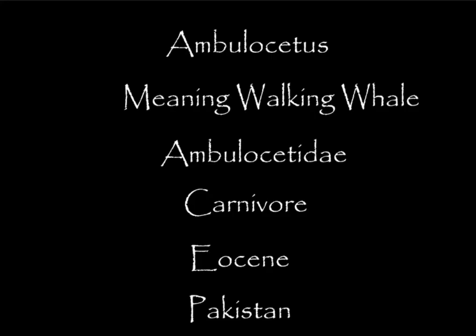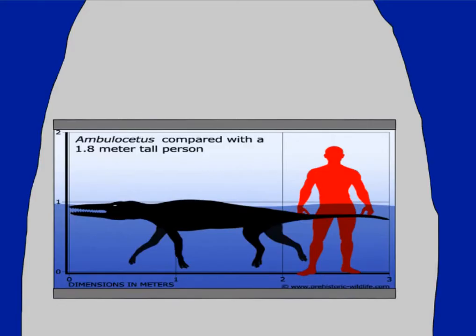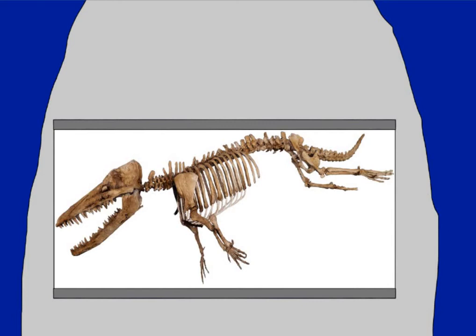Ambulocetus means walking whale, and is a member of the Ambulocetus family. It was a carnivore that lived during the Eocene in Pakistan. Ambulocetus was decently big, though obviously not as big as its descendants, being about the same size as an American alligator. Ambulocetus is the perfect example of a transitional fossil, representing the transition of whales changing from land animals to animals adapted for a fully aquatic lifestyle.